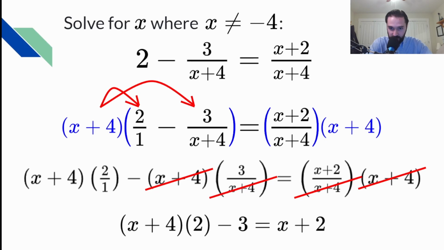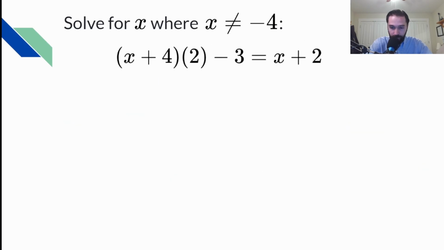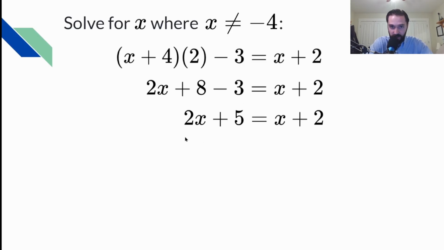Let's take this result to the top of the screen. This is what we have. And right here, I'm going to distribute this 2 to this x plus 4 to get 2x plus 8, and then we have minus 3 equals x plus 2. So I got rid of the parentheses in accordance with PEMDAS; that's what I should do first. And so next, we need to make this subtraction happen. So we have 2x plus 5 equals x plus 2.